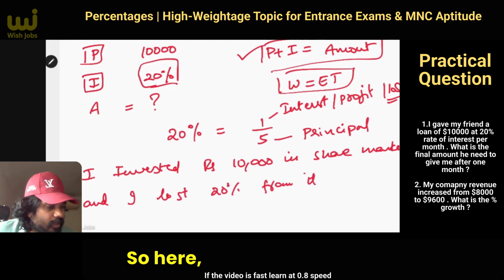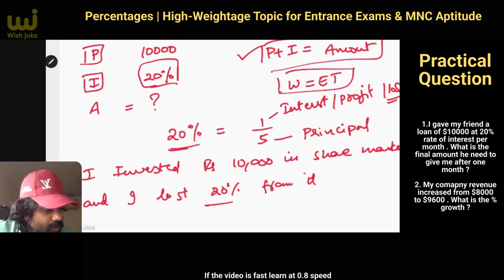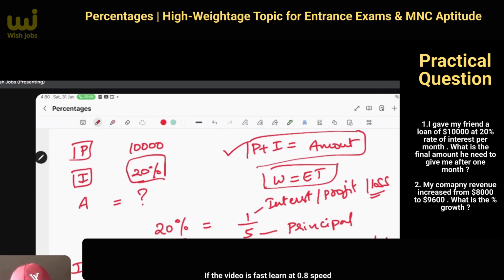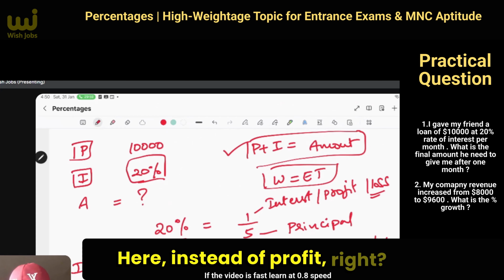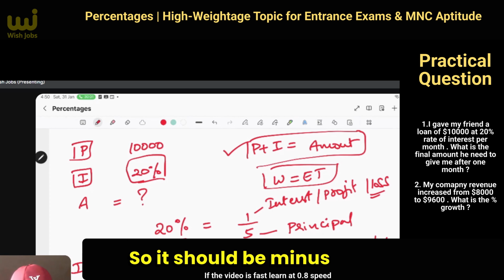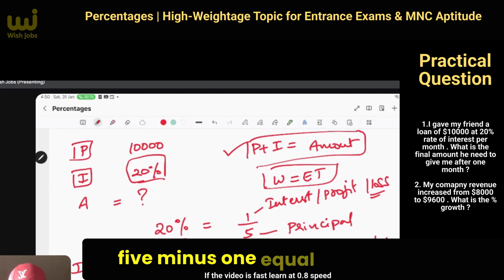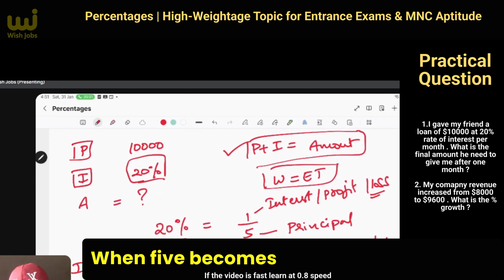Here this 20% and this 20% are both the same. 20 percentage equal to 1 by 5. Here 5 means 10,000. Here instead of profit, he lost it, so it should be minus 1. Otherwise you will just calculate 5 plus 1 is 6, 10,000 plus 20% means 2,000, which is 12,000, but he actually lost. So whenever it is a loss, you need to put a minus symbol. 5 minus 1 equal to 4. When 5 becomes 10,000, 4 becomes 8,000.